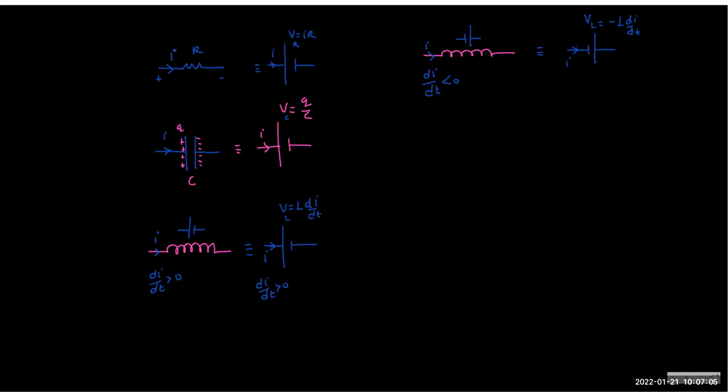So it is a good convention to assume di by dt always as a positive value mentally, and then convert it into a circuit, and then solve using KVL. So this is the conversion of every circuit element into a force, into a voltage, actually, you can say. Okay.